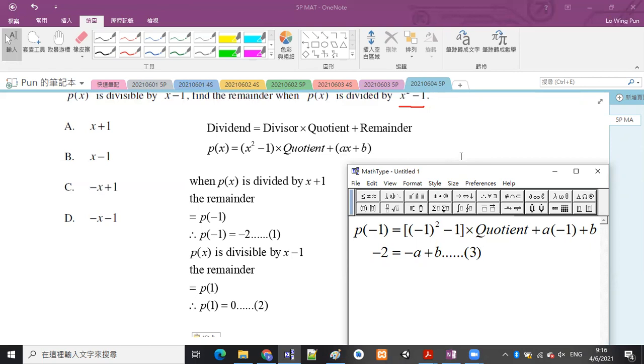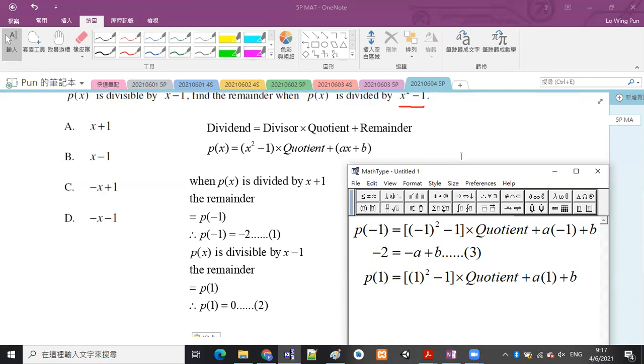Can any student tell me what my next step should be? What should I calculate next? P(1). Yes, P(1). I have just used this equation to calculate P(-1). And then I am going to use equation 2 here. Equation 2 involves P(1), so I need to use my equation to calculate P(1) and then put it to be 0. So the next one is P(1) equals 1² minus 1 times quotient plus a times 1 plus b.